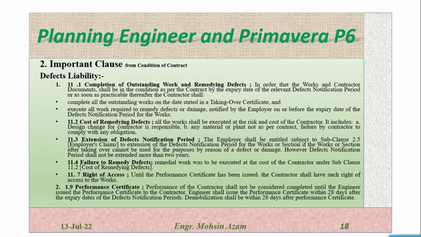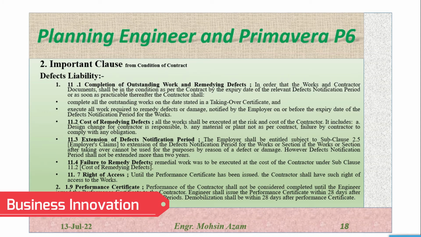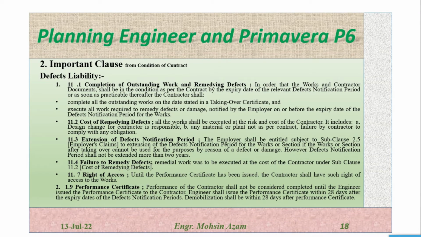Defect liability, as per condition of contract 11.1, completion of outstanding work and remedy of defects. In order that the work and the contractor's documents shall be in the condition required by the contract by the expiry date of the relevant defect notice period, or as soon as practicable thereafter, the contractor shall complete all the outstanding work on the date stated in the taking over certificate, and execute all the work required to remedy the defect or damage notified by the employer on or before the expiry date of the defect notice period for the work. So it's written here that after taking the TOC from the employer, the defect liability period will start.